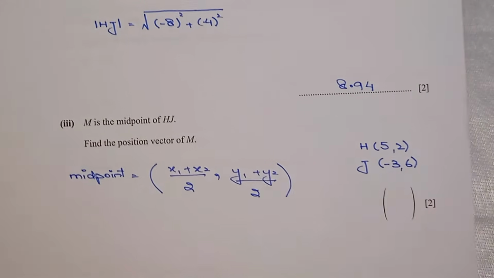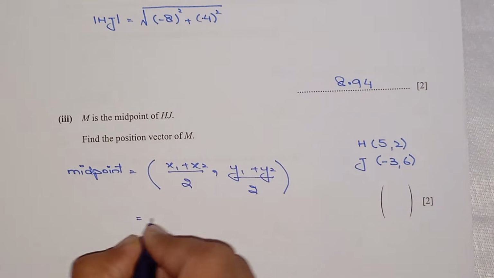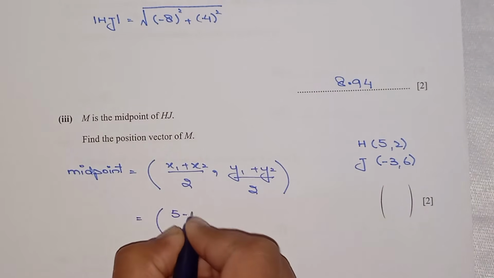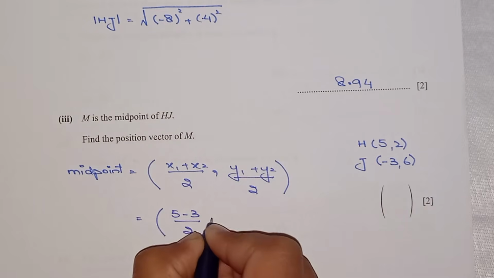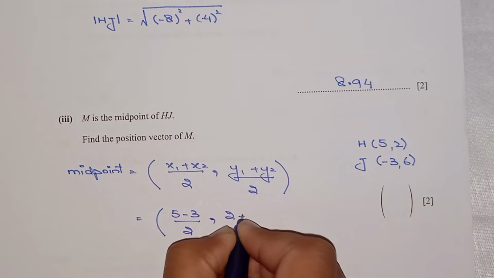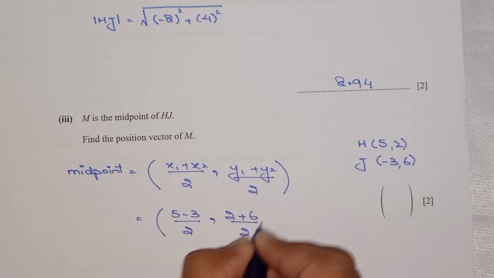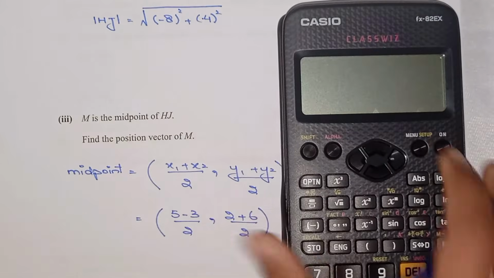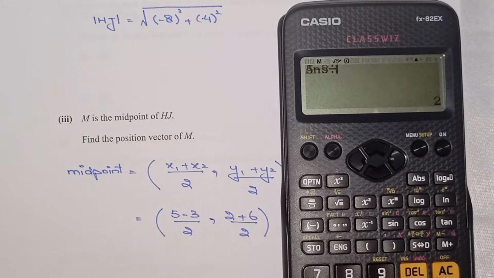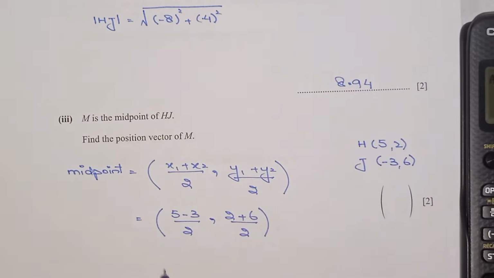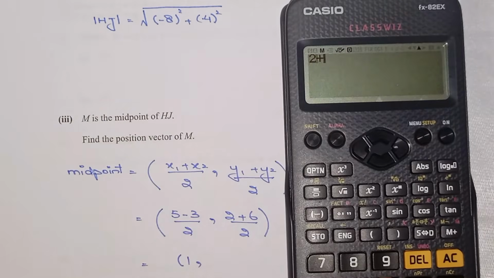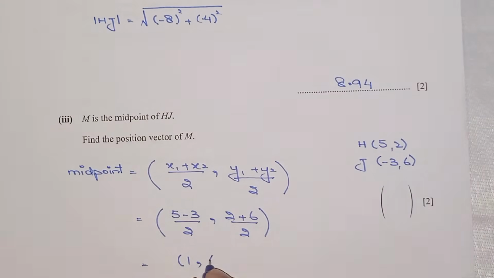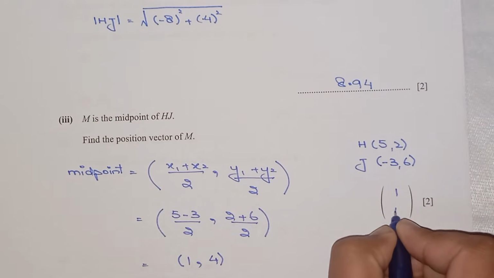Now just substitute the values. So x1 is (5 minus 3) divided by 2, comma, (2 plus 6) divided by 2. So 5 minus 3 divided by 2 would be 1, and 2 plus 6 divided by 2 would be 4. So the midpoint is (1, 4).